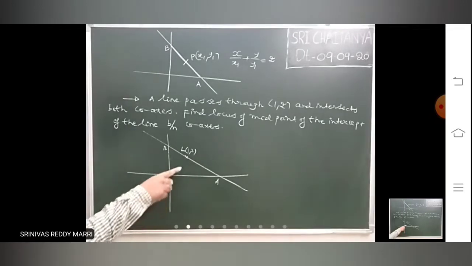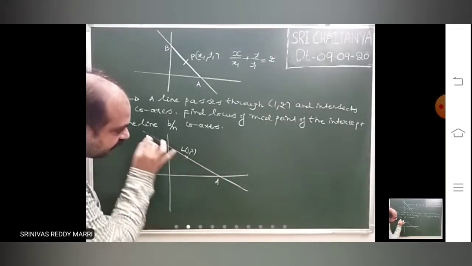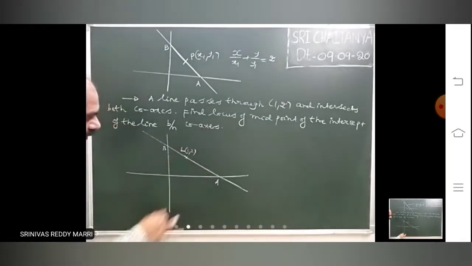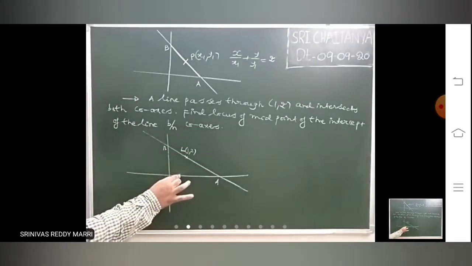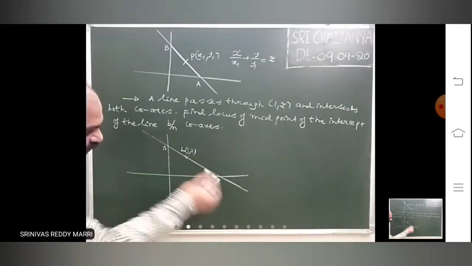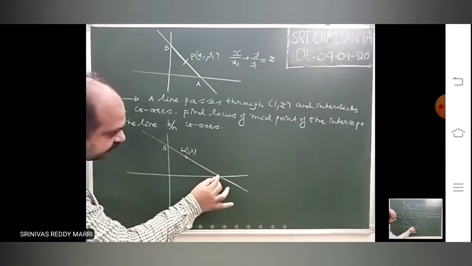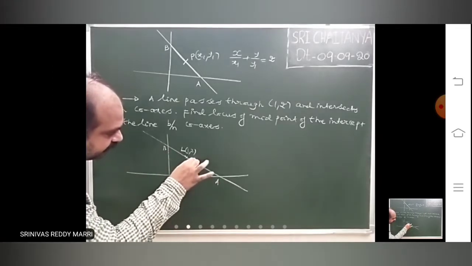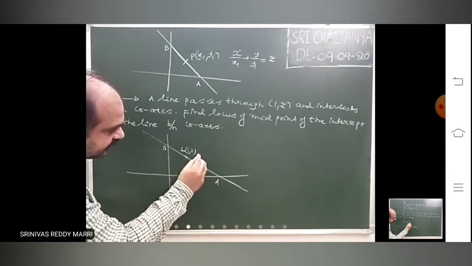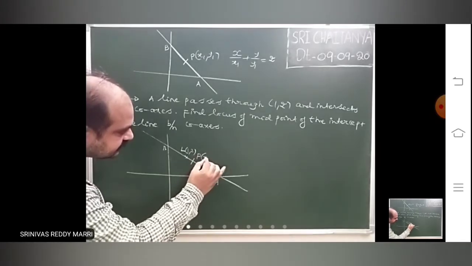Now he is asking, passing through (1, 2), this is a variable line. You can draw it like this, or like this, or like this, it can intersect the coordinate axes. This is a variable line because only one point is given. That means the midpoint of this and this is also variable. That means he is asking the locus of the midpoint.